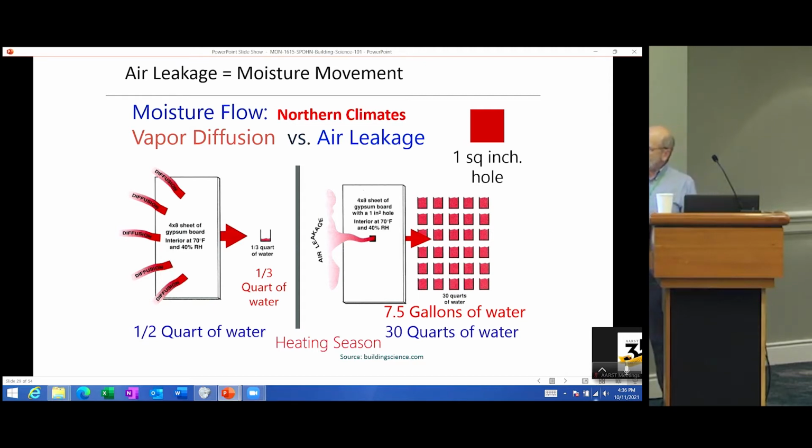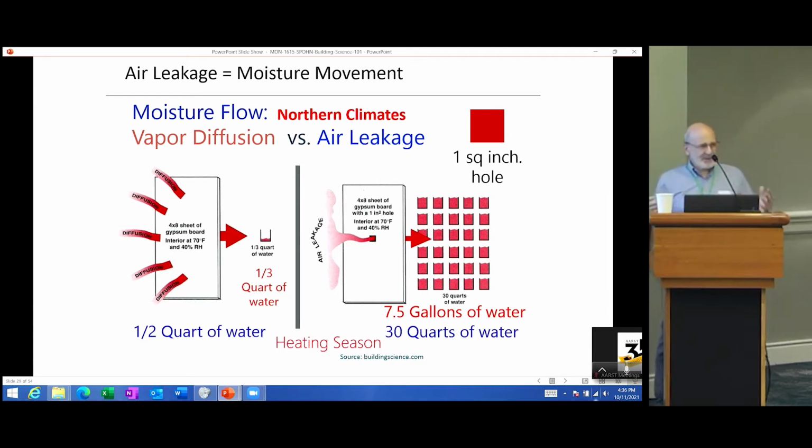If you take a sheet of drywall at 70 degrees Fahrenheit with 40% RH on the inside, and you have a northern climate, so you have the thermal drive making it go from hot to cold, moving outside, you get about a third of a quart of water. I guess it's a half to a third.